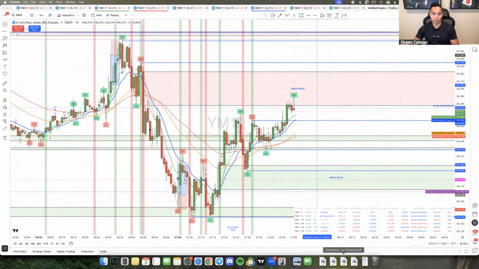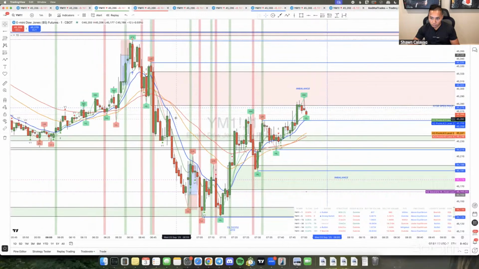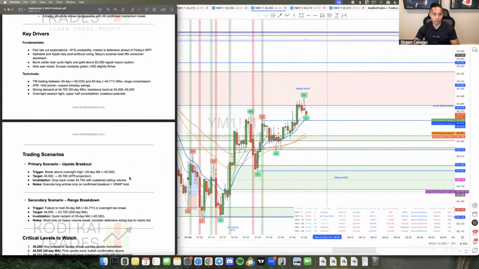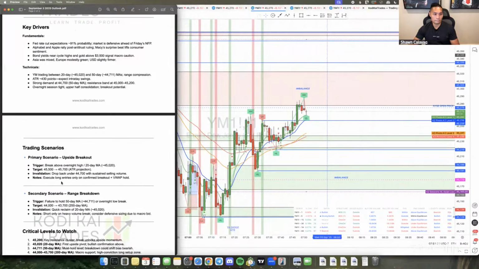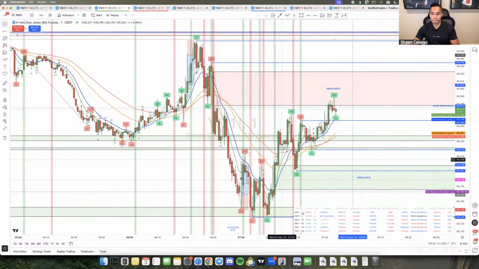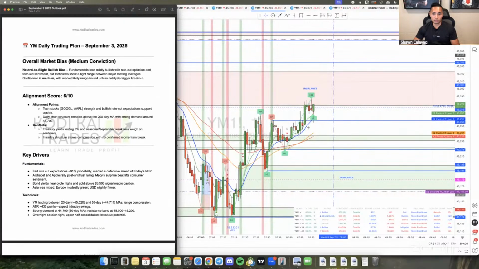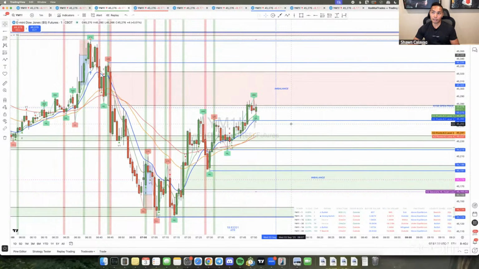Looking over here at my market outlook for the day. So let's see what we had down here. So it said upside breakout, which is break the overnight high at 45,020. Okay, so I mean, that broke a long time ago. This is from the previous range breakdown. Failure to hold at 44,711. Price never dropped down to 44. Yeah, there's not really much here to look at. I was looking to see if there was any setups here that might have lined up with where price is currently at, but there's just nothing here.